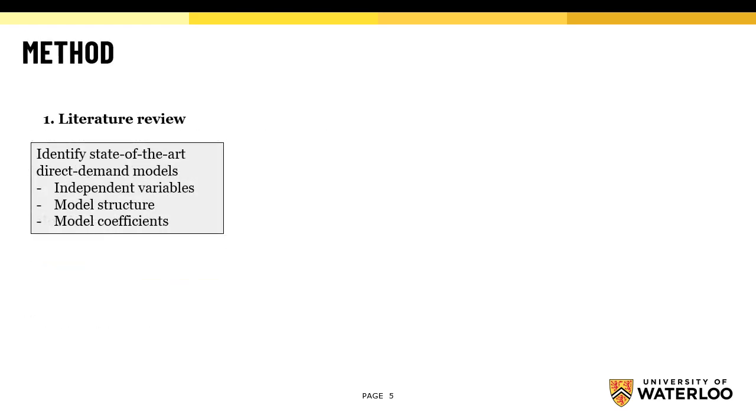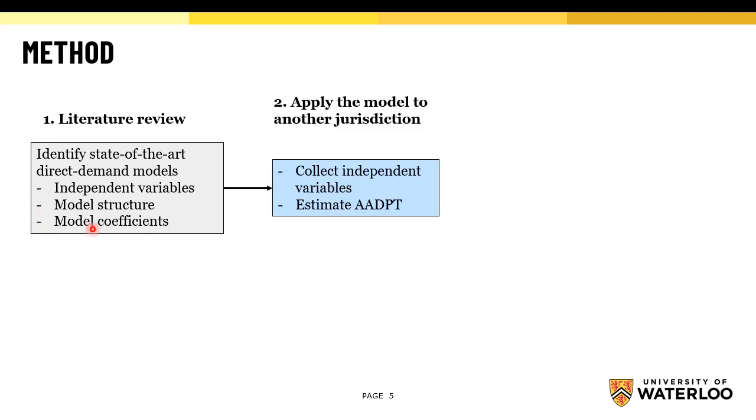Methodology. The first step is a literature review step, where we identify some of the state-of-the-art direct demand models and also identify the independent variables, the model structure, and the model coefficients. The second step is to apply these models to another jurisdiction. For this, we need to collect the independent variables that are in the original model for another jurisdiction. So then we can estimate the ADPT for the sites that we have the information.